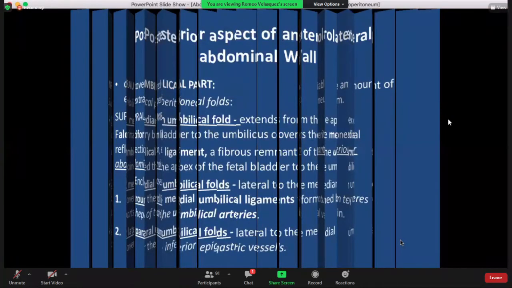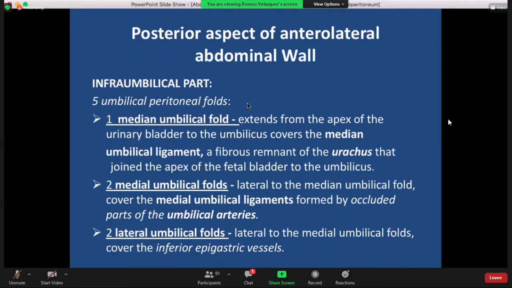The infra-umbilical part, you will see this. Very important anatomic landmarks, especially during dissection. You can identify the median umbilical fold, so that's one. Then you have two medial umbilical folds, lateral to the median, on both sides. So you have right and left medial umbilical folds, and the two lateral umbilical folds. The medial umbilical folds do not have any vital structures, only the remnants, or the occluded umbilical arteries.